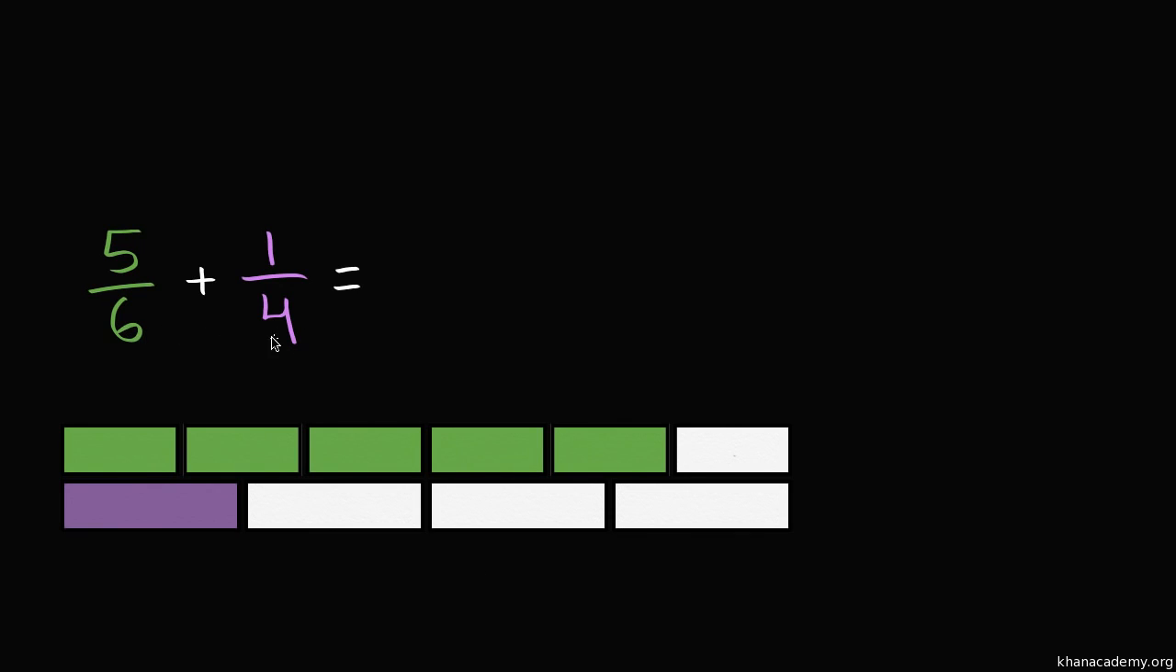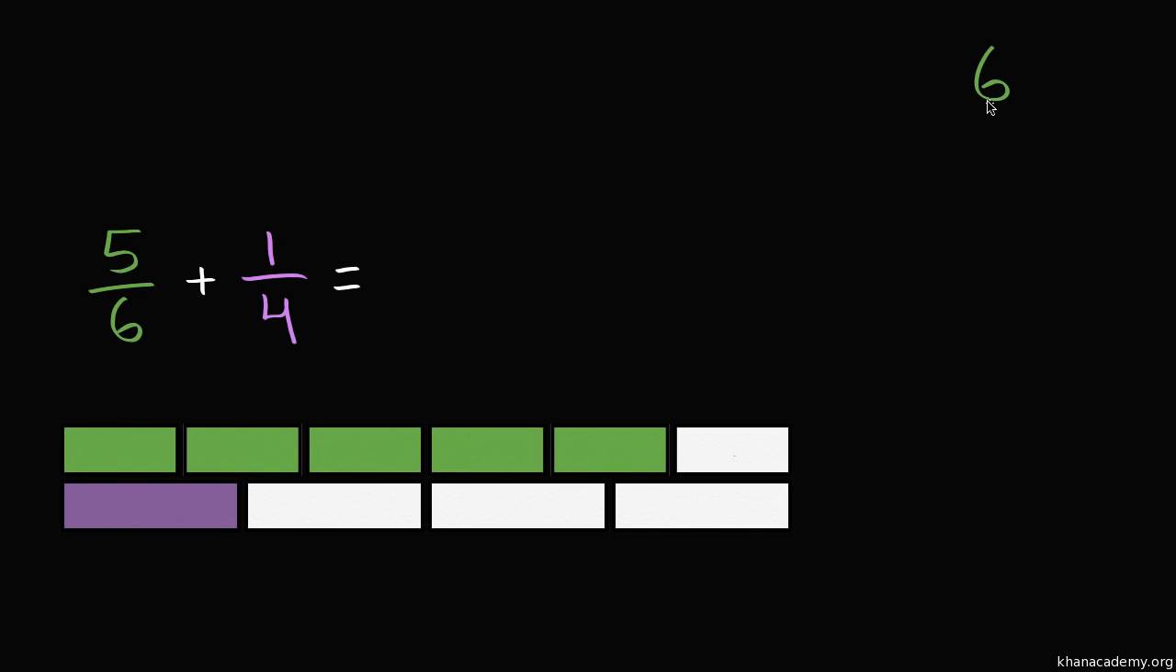Well, whenever we're adding fractions, we like to think in terms of fractions that have the same denominator, and these clearly don't have the same denominator. But in order to rewrite them with a common denominator, we just have to think of a common multiple of 6 and 4, and ideally the smallest common multiple of 6 and 4. The way that I like to do that is I like to take the larger of the two, which is 6, and then think about its multiples.